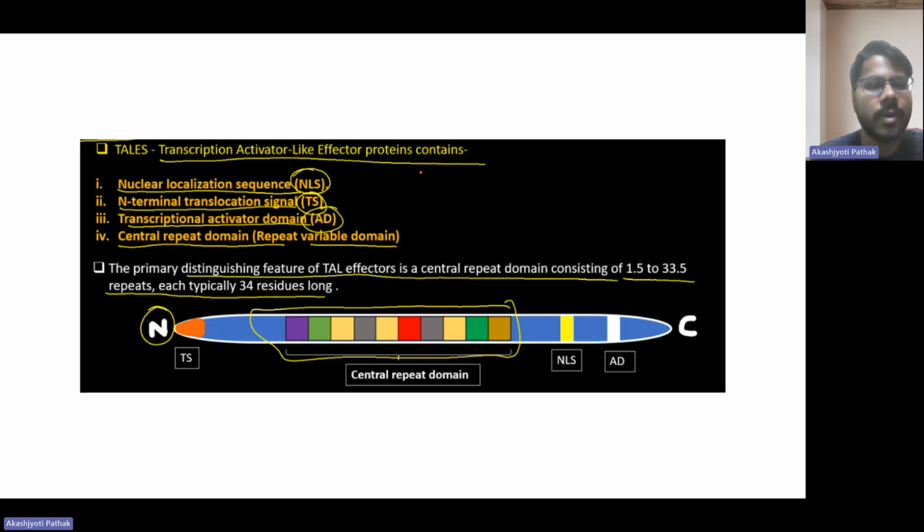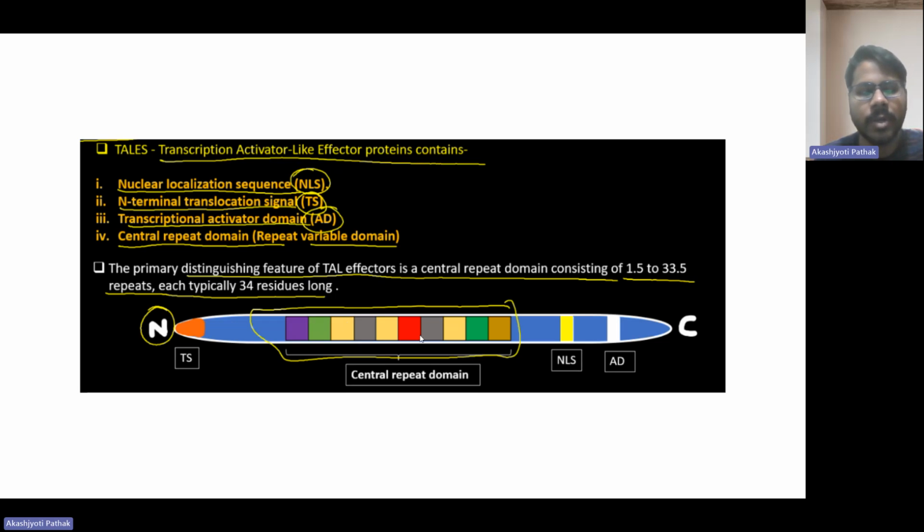Okay, so it is a nuclear localization signal. Then there is this N-terminal translocation signal, TS. So you can see these are marked over here. NLS is the nuclear localization signal. Then there is an N-terminal translocation signal, the transcriptional activator domain, AD, and the central repeat domain.